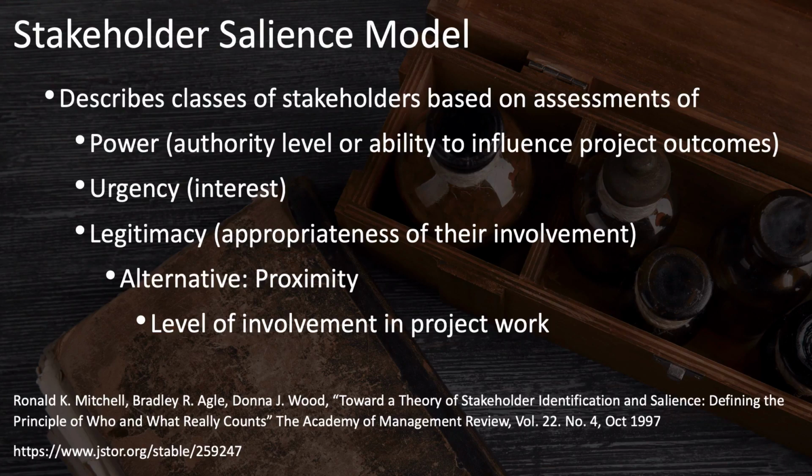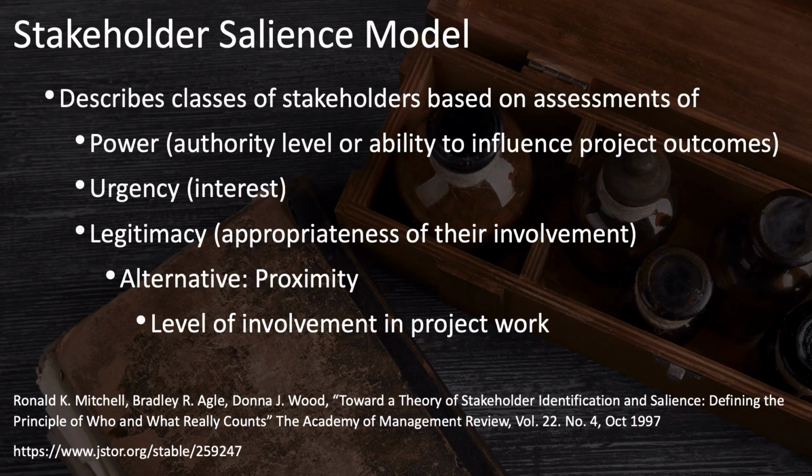This classifies stakeholders based on their power, their urgency, which is basically their interest, and their legitimacy, or the appropriateness of their involvement in the project. Sometimes proximity is used in place of legitimacy, which is the level of involvement in the project. However, we'll stick with legitimacy. In this context, salience basically means importance.